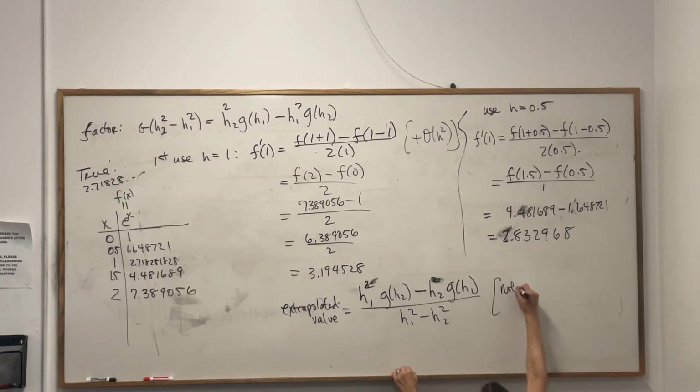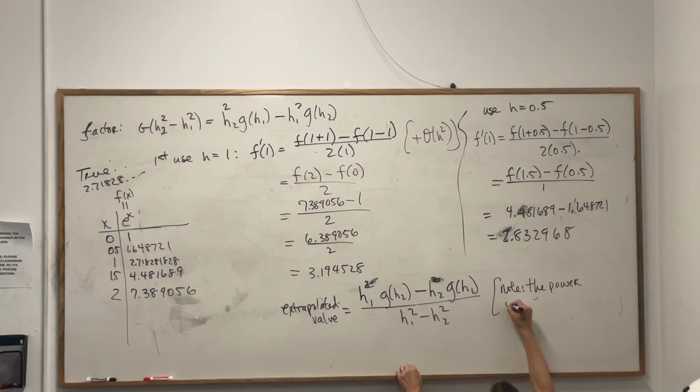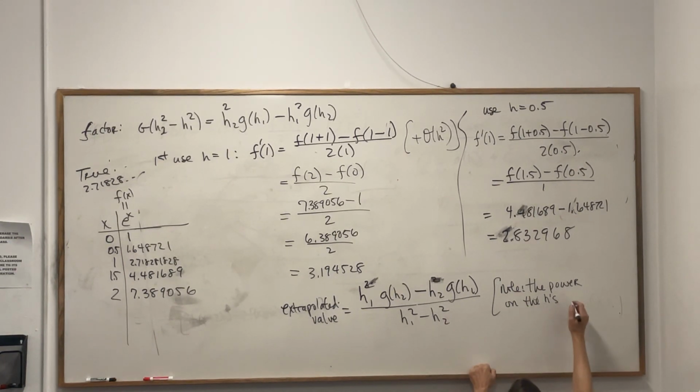So make a little note here. Note, the power on the h's, or the h terms, equals the order of error. You can actually see this derived in that sheet that I gave you. I did a slightly simpler version. I've got the general version in the handout I handed out. And here that was 2.